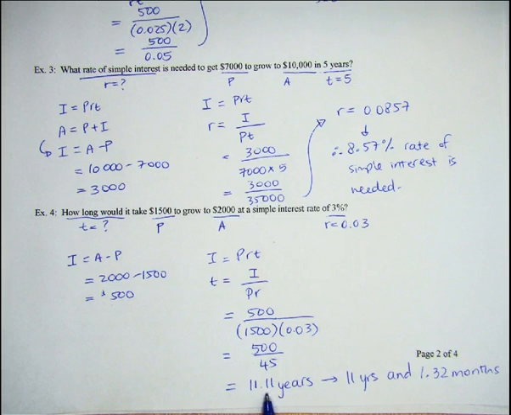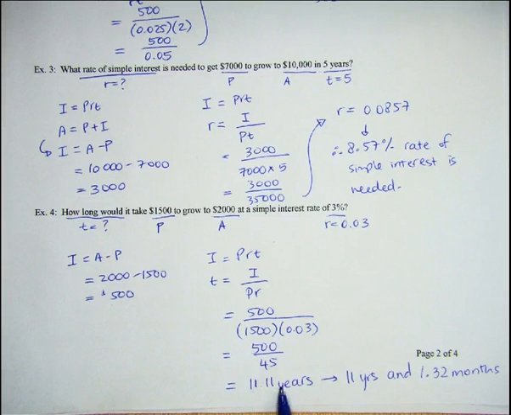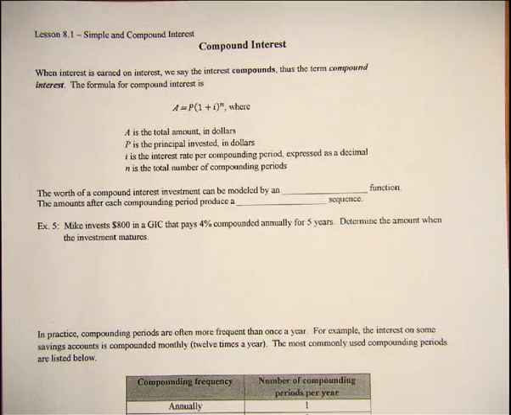11.11 years, if you want to convert that into years and months, then you would take this 0.11, multiply that by 12, and that gives you 1.32 months. And if you really wanted to, then you could convert the 0.32 months into days by multiplying that by 30. Anyway, you get the idea. All right, let's move on to page 3.